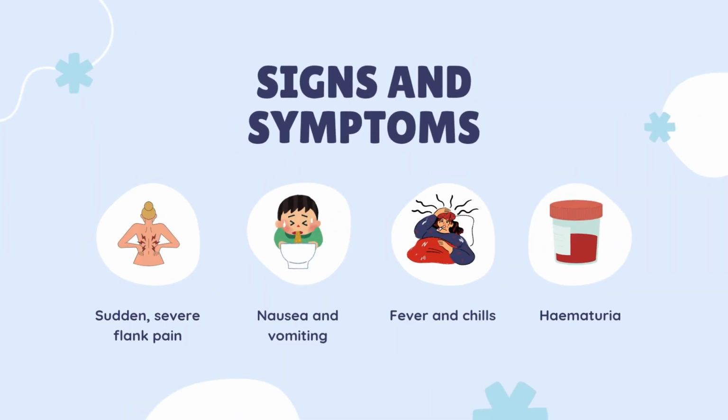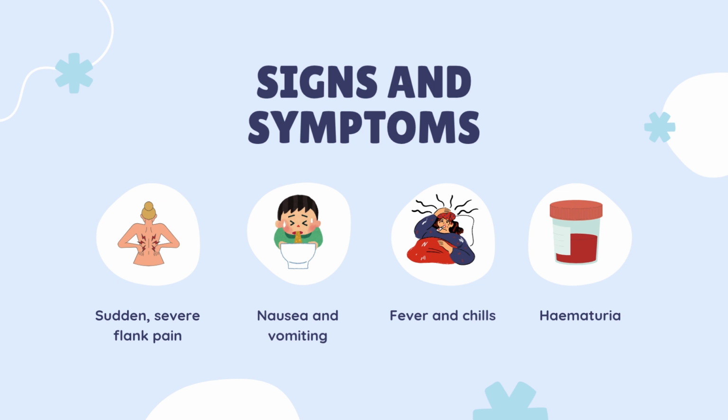Renal calculi manifests itself in different ways. We have sudden and severe flank pain, and this is due to movement of the stone from the kidney to the ureter, leading to blockage of urine flow, hence a sudden rise in pressure in the renal pelvis and the ureter.